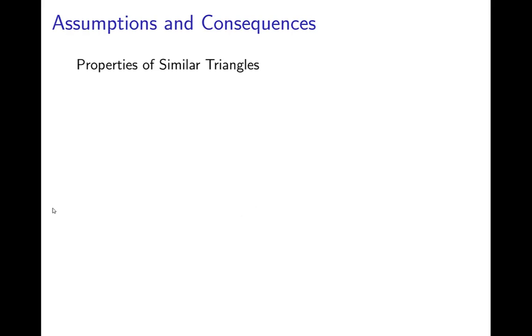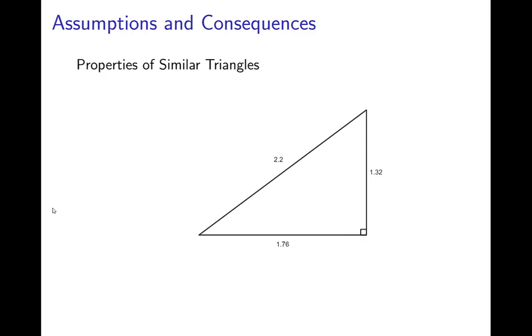We will assume basic properties of similarity. Specifically, if we have a triangle with known side lengths, then the ratios of those side lengths do not change if we scale the triangle. Consequently, given any right triangle, we can divide all sides by the length of the hypotenuse to obtain a similar right triangle whose hypotenuse has length 1.